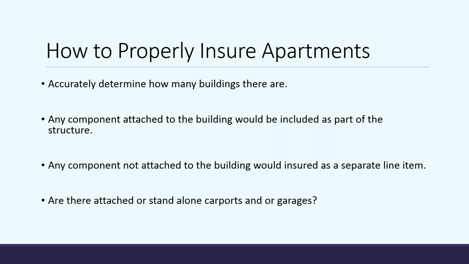Then we want to look at any components that are not attached to the building that would also need coverage. So again, if there are any unattached carports or garages, or a laundry room, those would need their own coverage because we need to provide coverage for those structures as well. They may not be living structures, but they still need coverage, a building limit and property coverage for them as well.